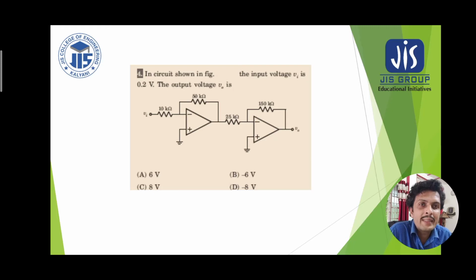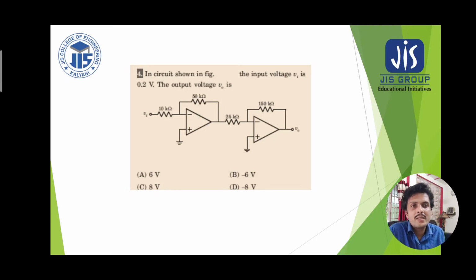So 0.2 by 10 means 0.02 milliampere is flowing towards the inverting terminal, but not into the op amp, and that 0.02 milliampere will be entering into the feedback resistor. The feedback resistor current will be entering into the 25 kilo ohm, and thereafter it is flowing through the 150 kilo ohm, and in this way we can find out. So every time we can go for a KCL equation, and we can find out the amount of voltage at the output, because here the output voltage is needed to be calculated.